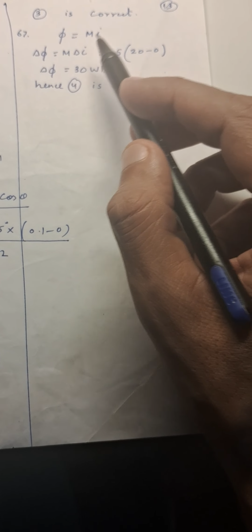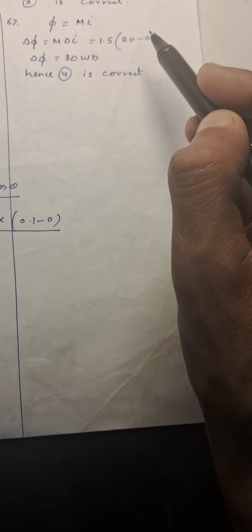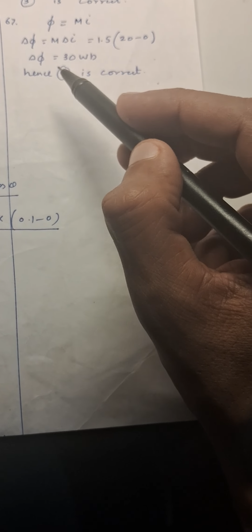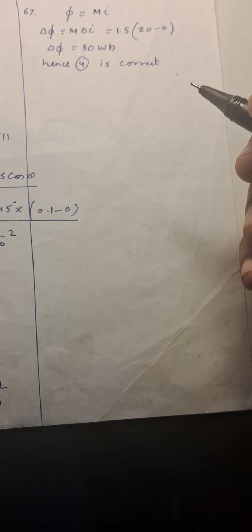Next is a problem based on the calculation of mutual inductance. We know that phi is equal to M into I, so delta phi is M into delta I. The change in current is from 20 to 0. So from here we get delta phi as 30 Weber. So the fourth option is correct. These were several questions based on electromagnetic induction.